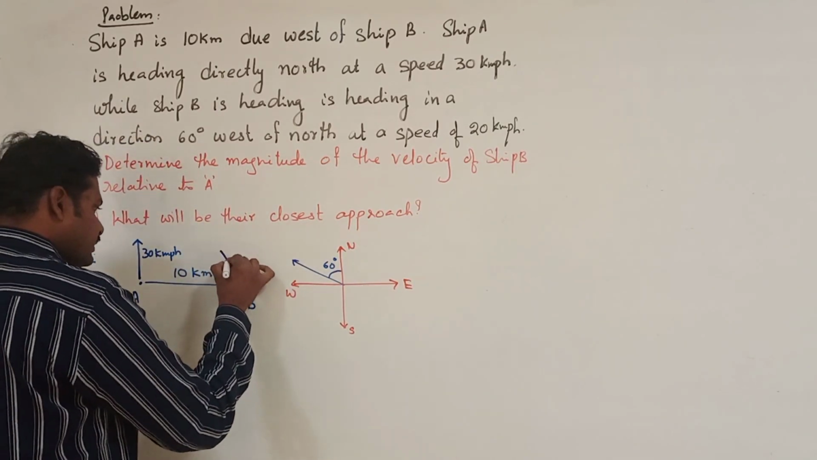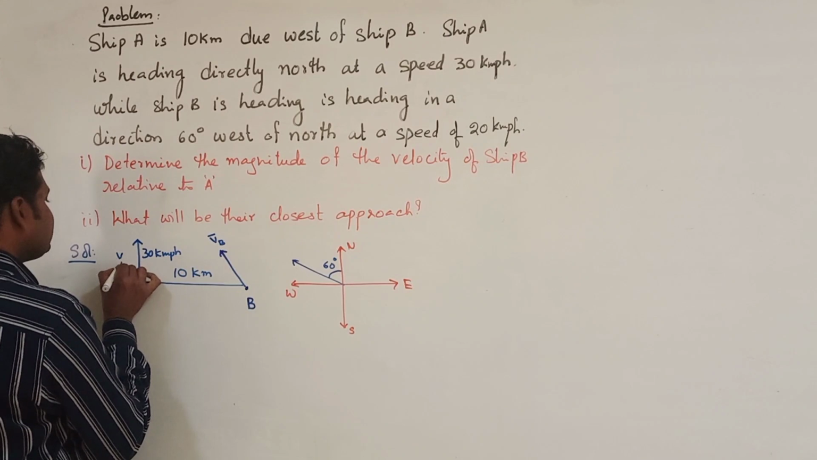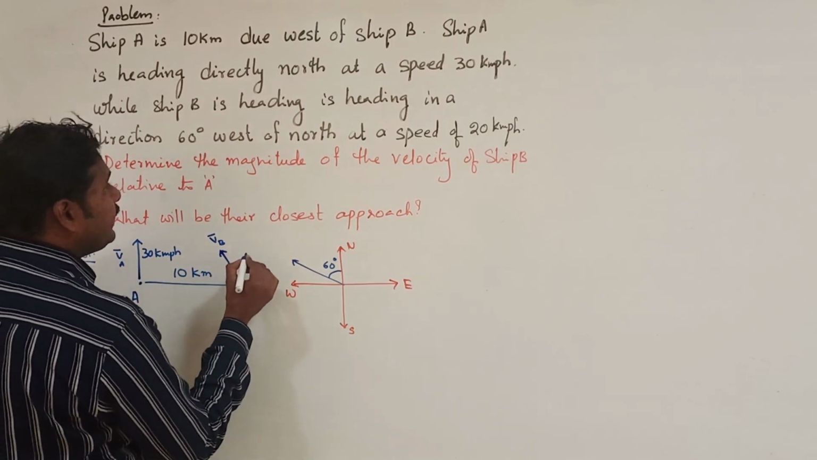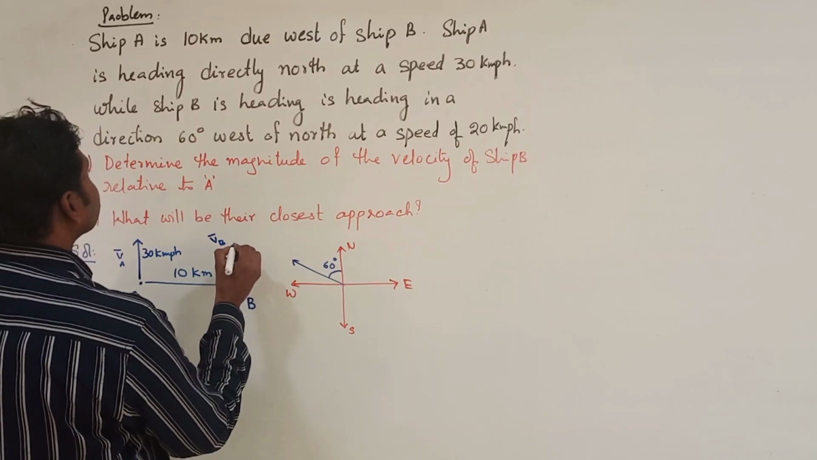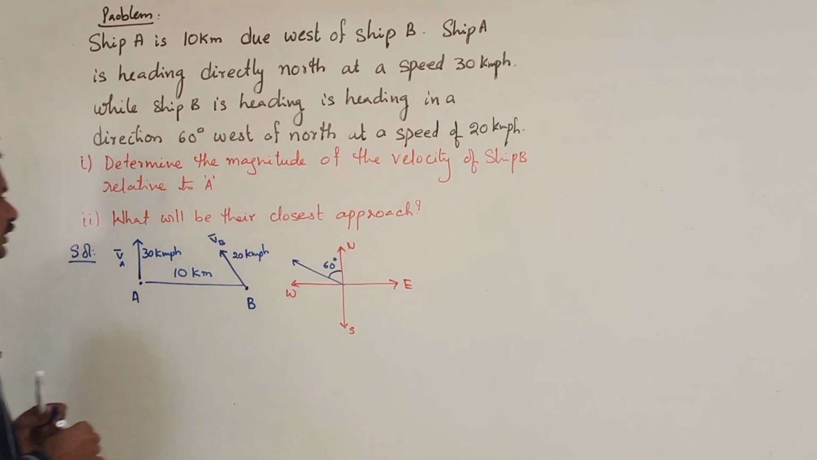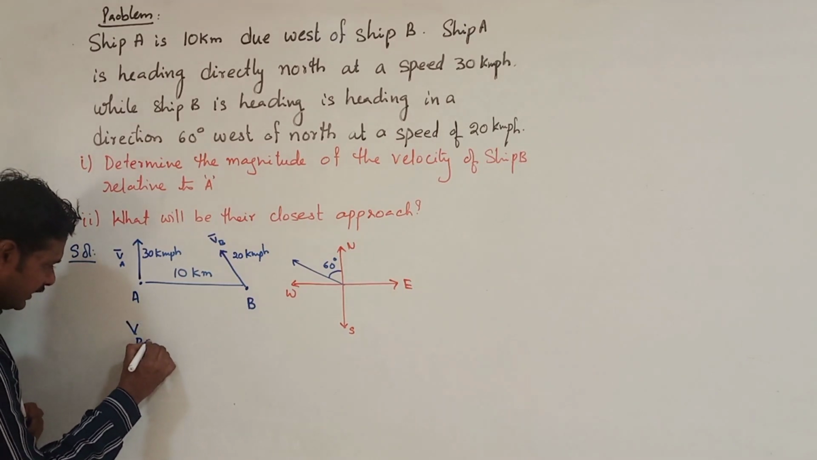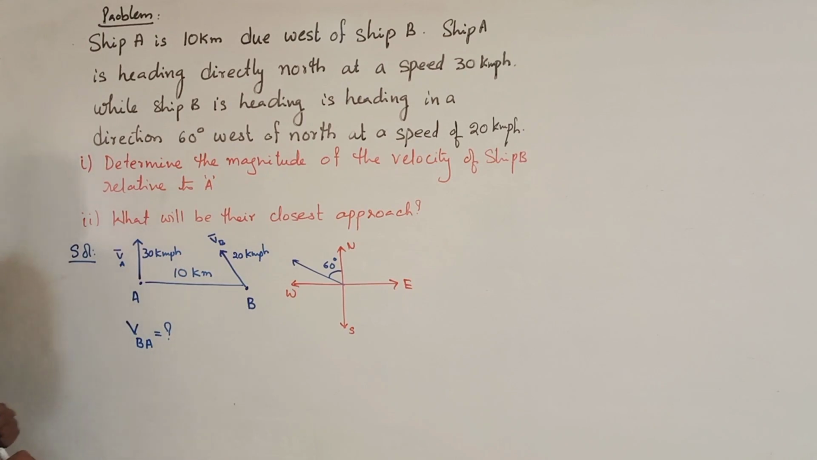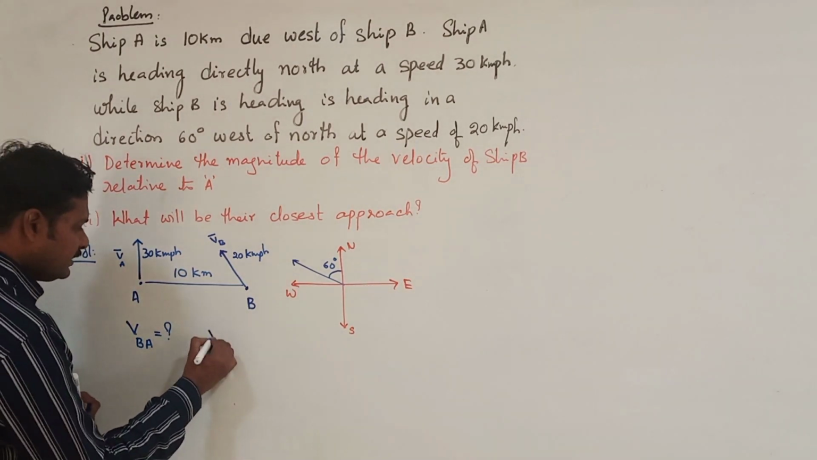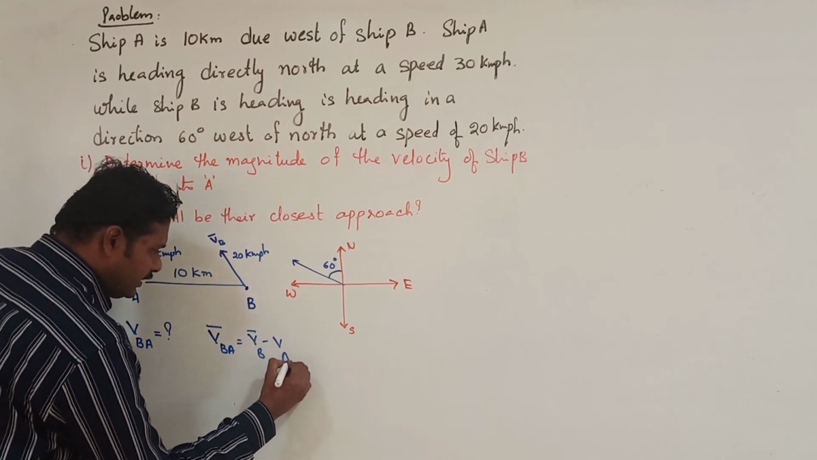Now ship B is the VB vector, and ship A is the VA vector, with a speed of 20 kmph. The question is, what is the magnitude of the velocity of ship B relative to A? So velocity of B relative to A. This is the question. Now how to write this? VBA is also a vector, equal to VB minus VA. We need to find it.